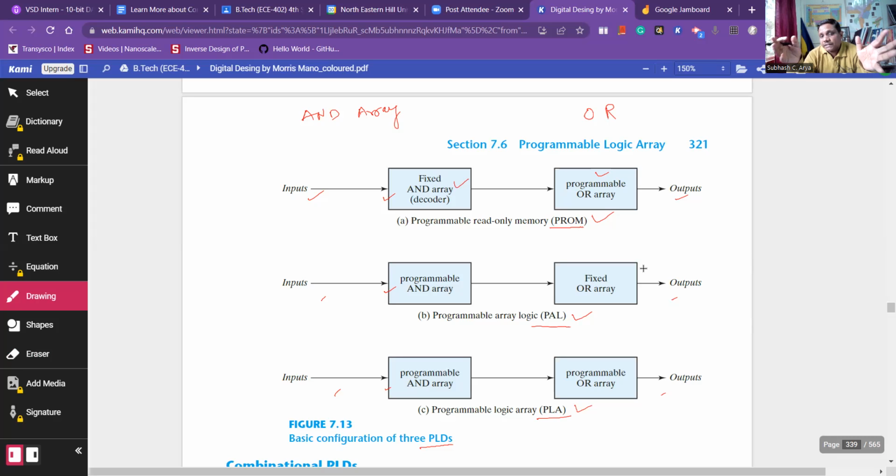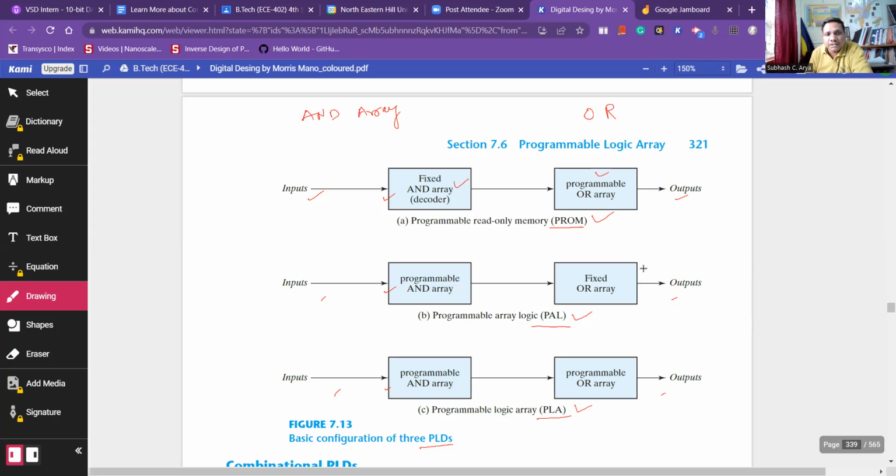But what is the difference? The difference is which section is programmable. Programmable here does not mean software programmable. Programmable means hardware-wise: the way the connections between different circuits are made, and to what extent they are flexible or programmable. Can we program it? Can we change it? Based on that, it is categorized into three parts.